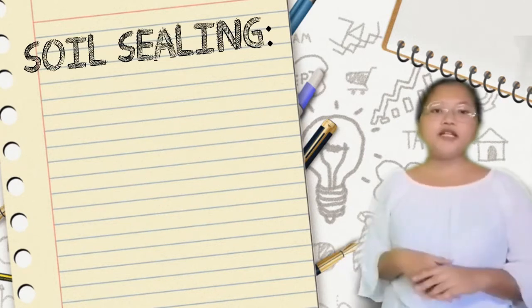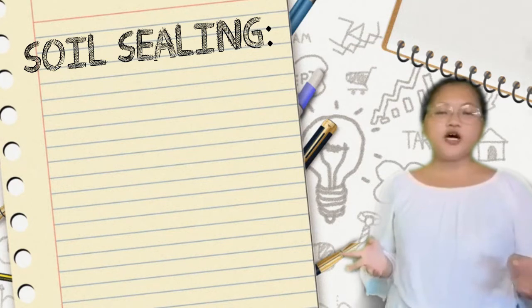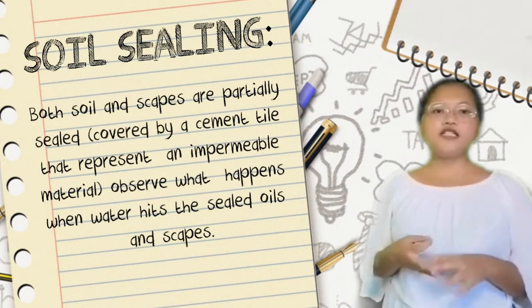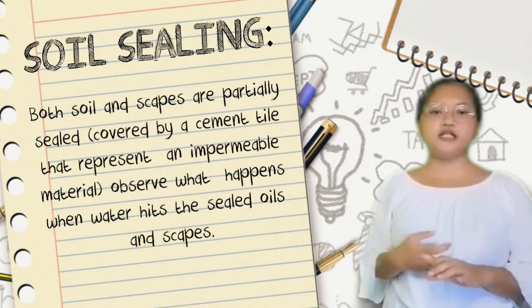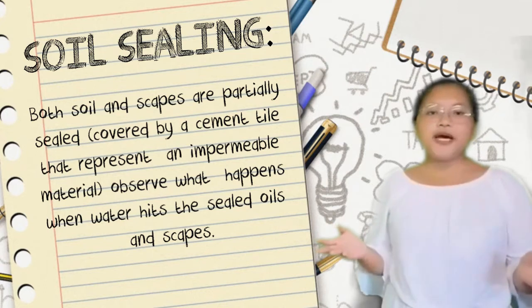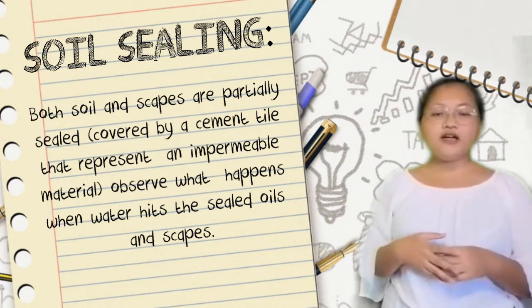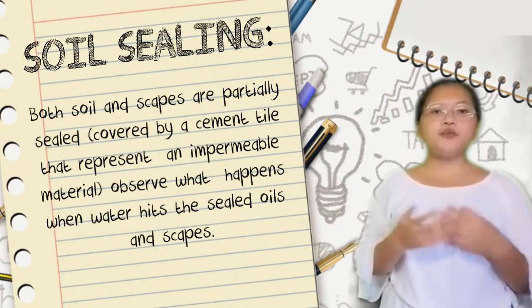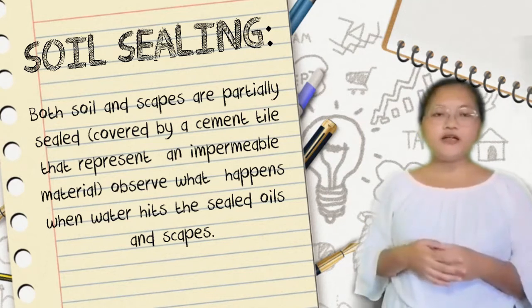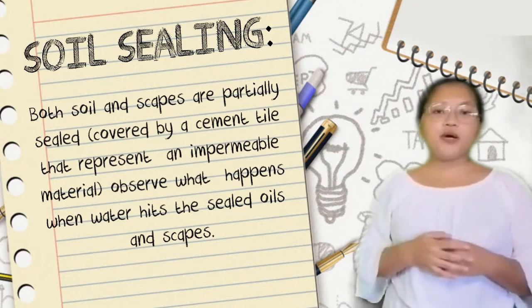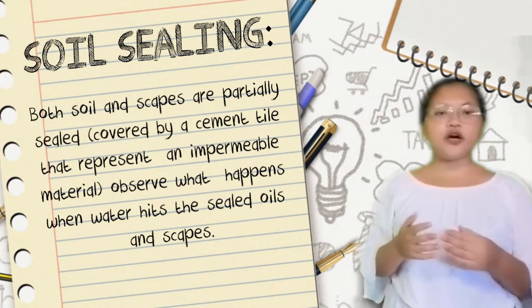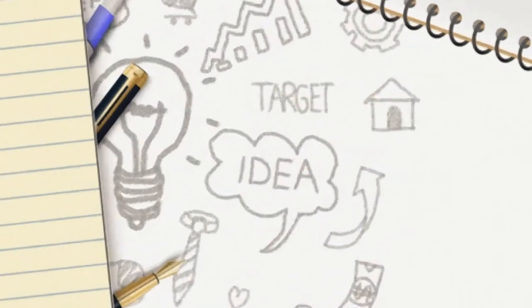For the third part, soil sealing. Both soil landscapes are partially sealed, covered by a cement tile that represents an impermeable material. Observe what happens when water hits the sealed soil landscape.